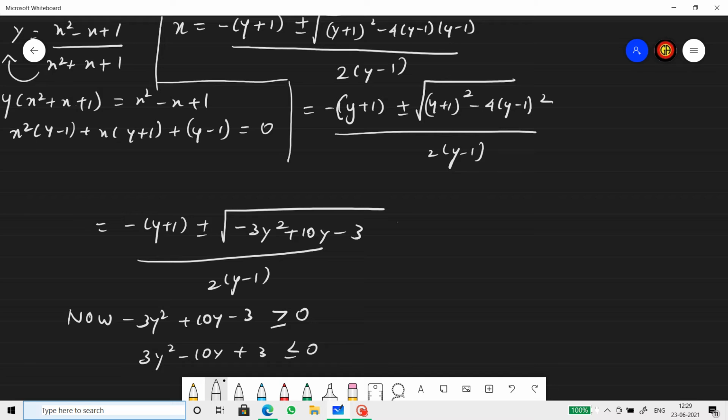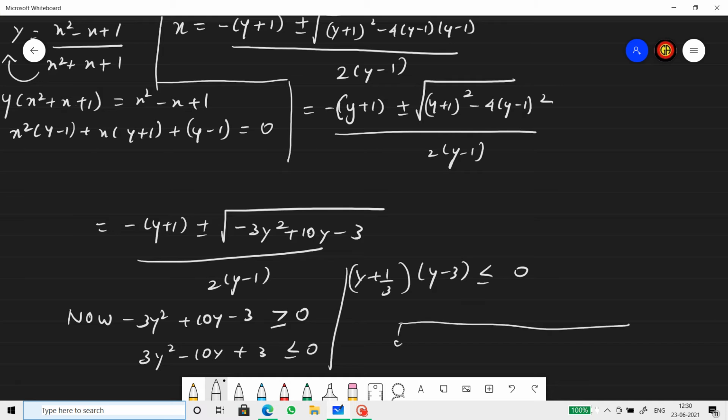Yes or no? Then if you factorize that, you get y plus 1 by 3 into y minus 3 less than or equal to 0. Now we need to take a set where y gives us an answer whose product is less than 0. Draw a number line as usual, minus infinity to infinity. Plot the critical points, minus 1 by 3 and 3, and of course you get 1 also.